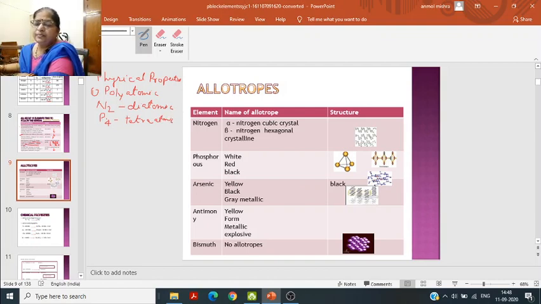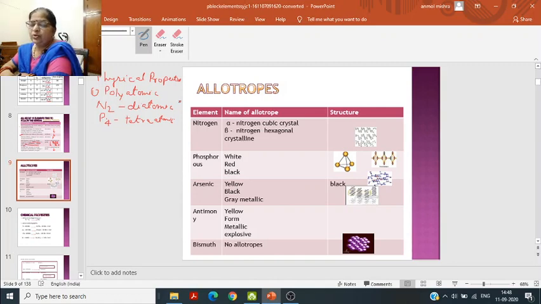Now this we have already discussed: nitrogen and phosphorus are non-metals, arsenic and antimony are metalloids, and bismuth is a metal. Boiling point also will increase. Now the last point is allotropes. The elements of this group can show allotropy.